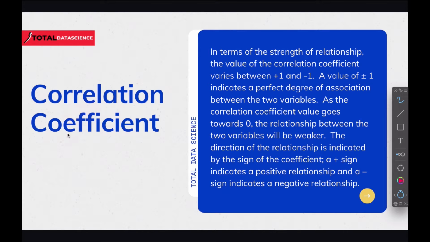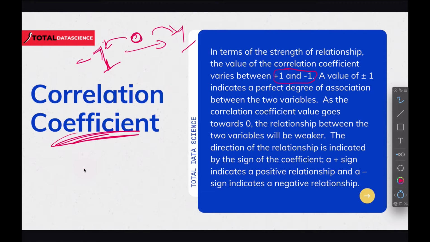The correlation coefficient is a value which lies between -1 and +1. We also have 0 in the middle. So from -1 to 1, we have 0 in the middle. When we talk about the correlation coefficient, you can have a high correlation, that is when the value is closer to either 1 or -1.